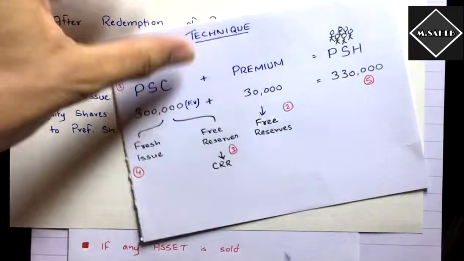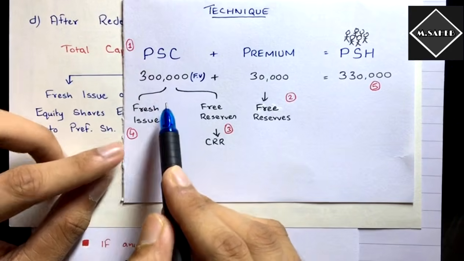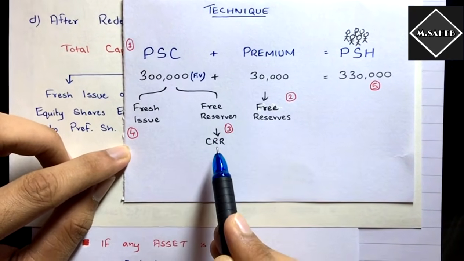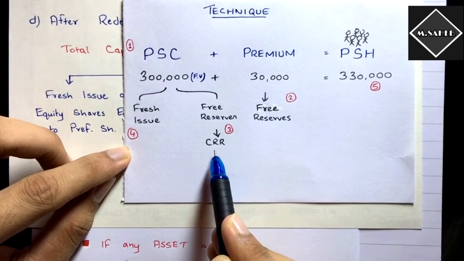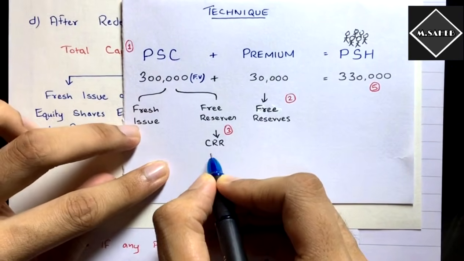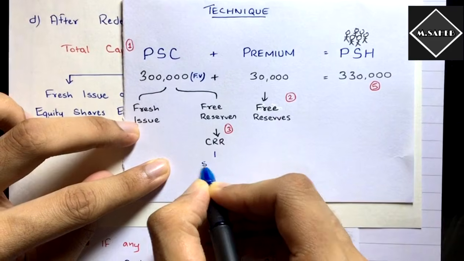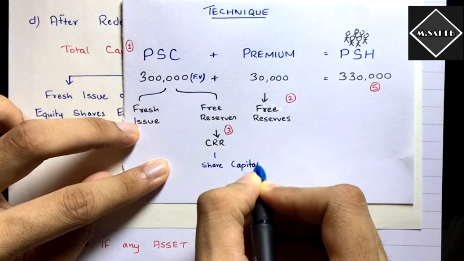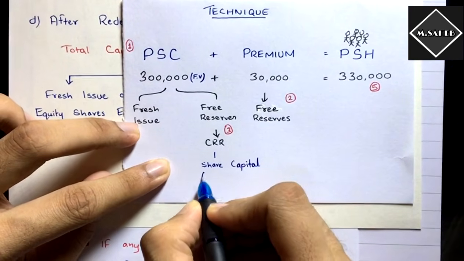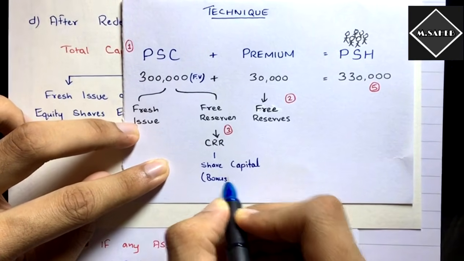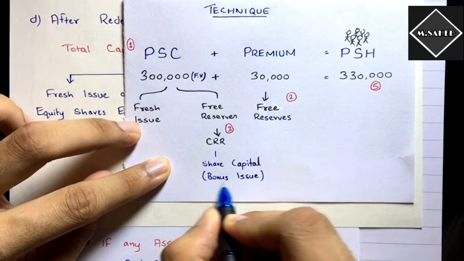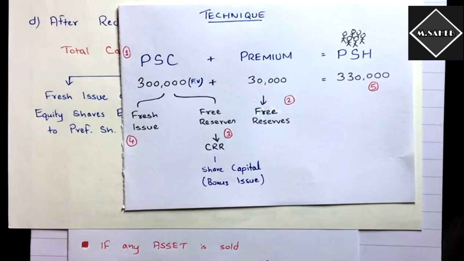If 3 lakh is going out, either you make a fresh issue or you transfer free reserves to a special account called CRR, capital redemption reserve, which will ultimately get converted into share capital, so the balance will be maintained. Don't you worry, it's very simple. How? By bonus issue, because that capital redemption reserve can only be used for bonus issue. So this is what you have to do.